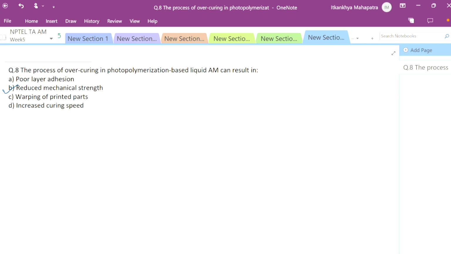Now, overcuring occurs when the printed resin is exposed to too much light energy for an extended period. Overcuring.